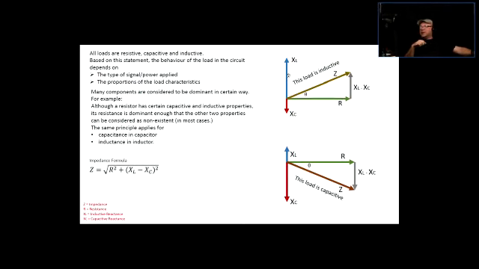Because the voltage goes higher, that means the reactance goes higher this way. And then whatever the resistance of the component is, that is going to give you the magnitude of the impedance, all right?